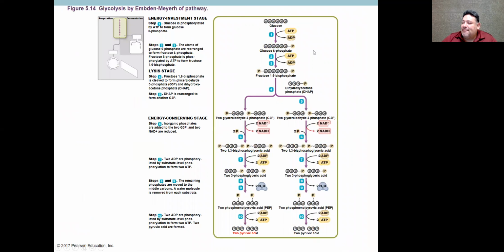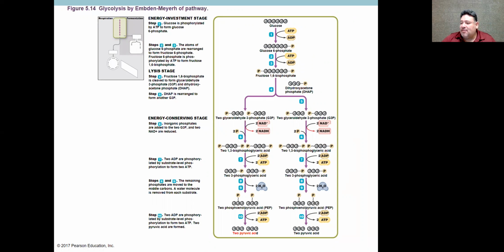Let's look at the big picture. What's happening? We invest 2 ATPs of energy. That's a loss. Then we harvest 2 NADHs. That's a win. And then we're going to harvest 2 plus 2, 4 ATPs. Those are a win. Are you guys with me? So let's do some accounting.